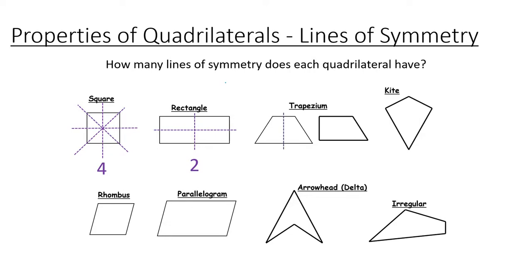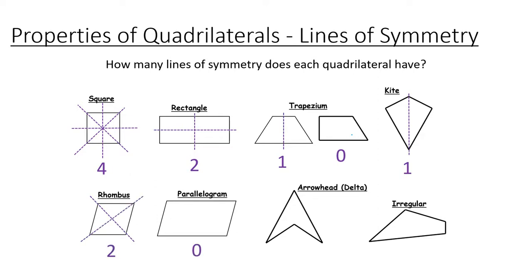Our trapezium, that one has 1 line of symmetry. However, our other style of trapezium does not have any. So only this one has 1 line of symmetry. Our kite has 1 line of symmetry. Our rhombus has 2 lines of symmetry.